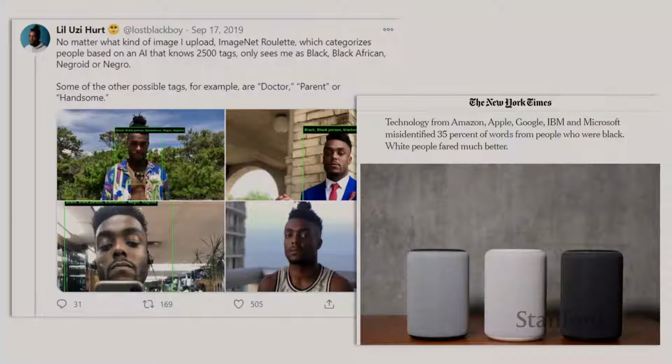We also see instances of bias based on race and ethnicity. There's a tweet on the left that shows how a Black man was tagged using an image recognition system solely with terms related to race and ethnicity, instead of other tags when he had used other images of white men, which would say things like doctor or parents or handsome. And then on the right is a screenshot from a New York Times article showing how popular smart speakers were essentially misidentifying words from Black people more so than white people, right? And so this is Black and white.